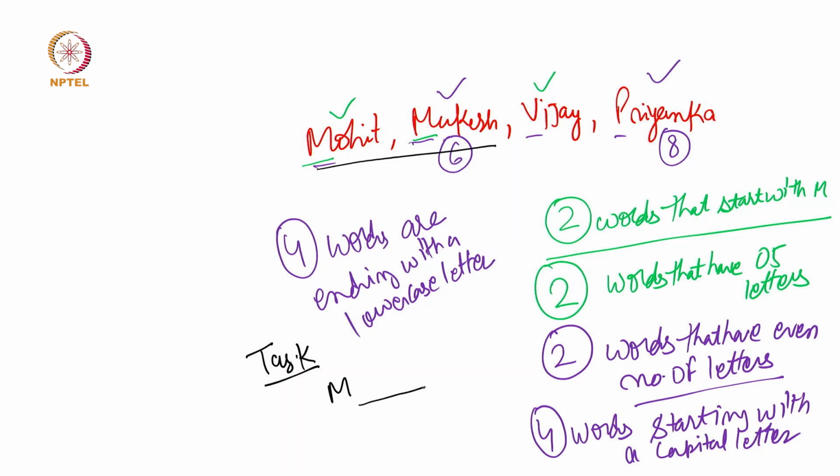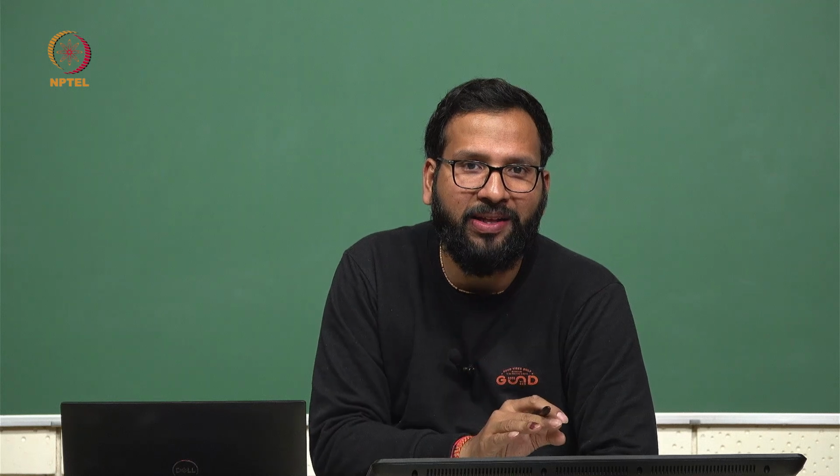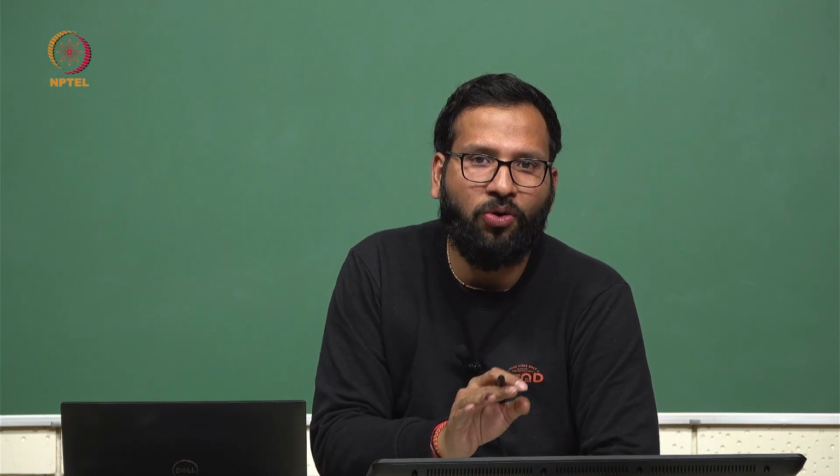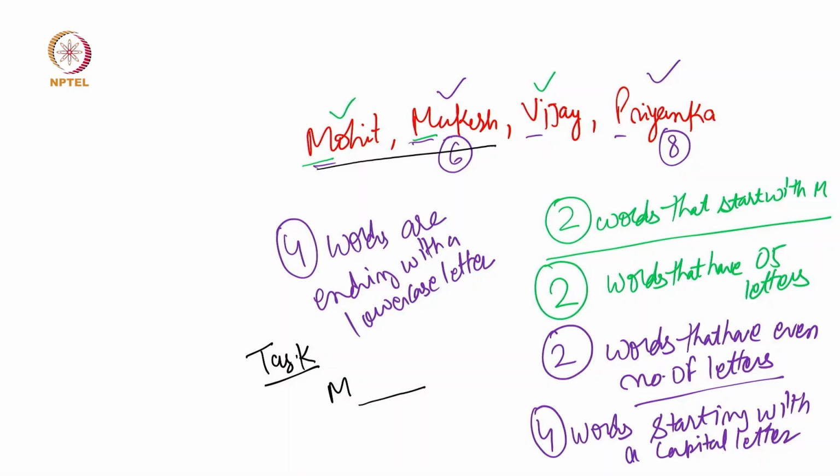Then there are some letters. So this is the only thing we have to express: there are some words which start with M, and we are not specifying whether those words end with a lowercase or uppercase letter, or maybe they have a digit in them. So how will we do that?